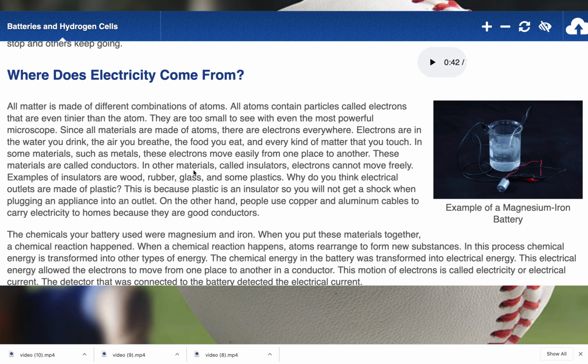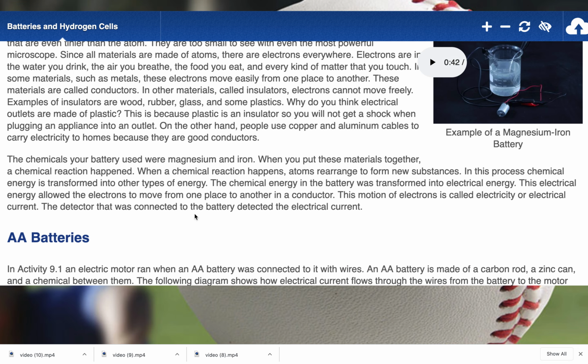These materials are called conductors. In other materials, called insulators, electrons cannot move freely. Examples of insulators are wood, rubber, glass, and some plastics. Why do you think electrical outlets are made of plastic? This is because plastic is an insulator, so you will not get a shock when plugging in an appliance to an outlet. On the other hand, people use copper and aluminum cables to carry electricity to homes because they are good conductors.